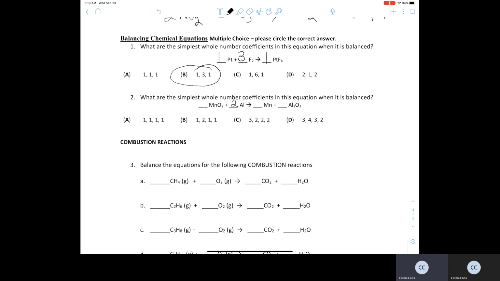So what's the least common multiple between 2 and 3? It's 6. So 2 times 3 is 6, so I need to put a 2 here. So now I've got 6 oxygens on the right. 3 times 2 is 6. So now I've got 6 oxygens on the left.